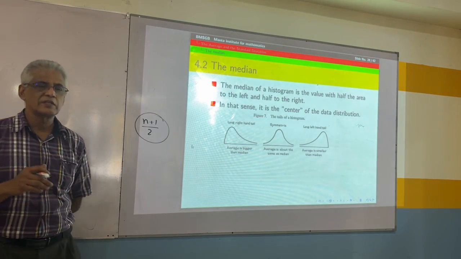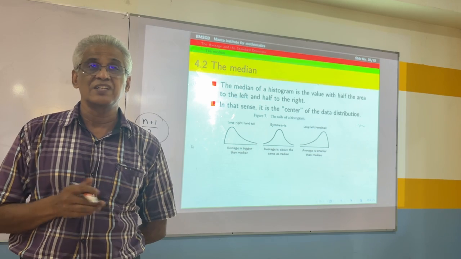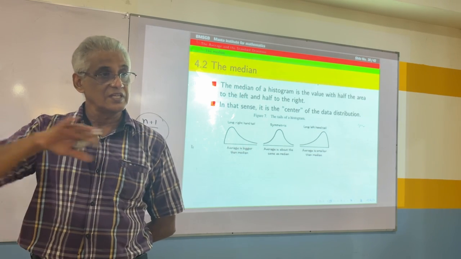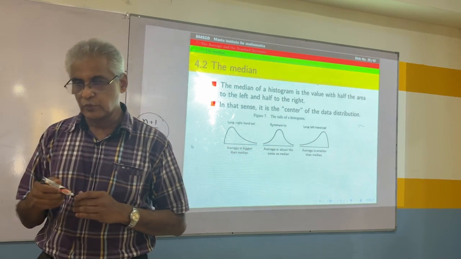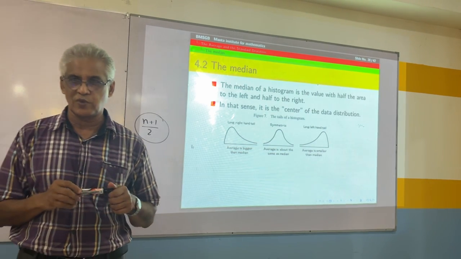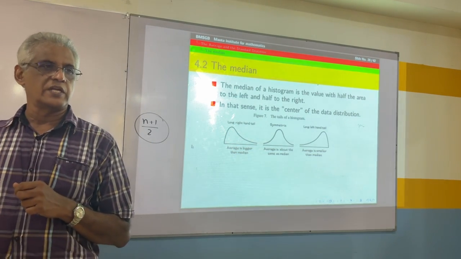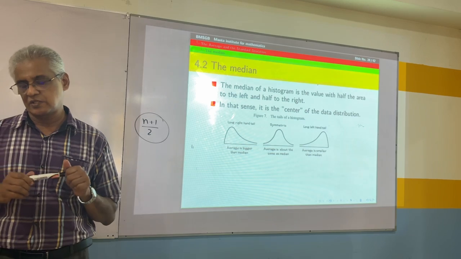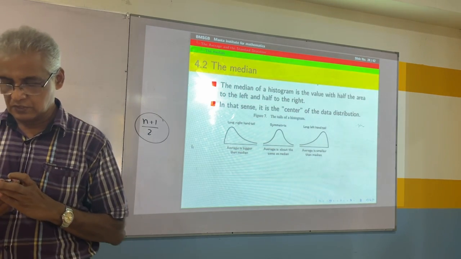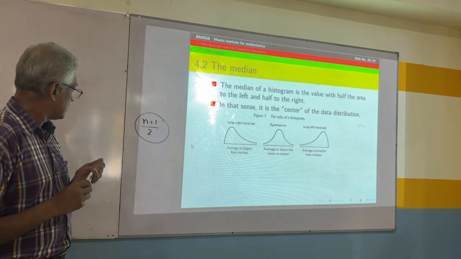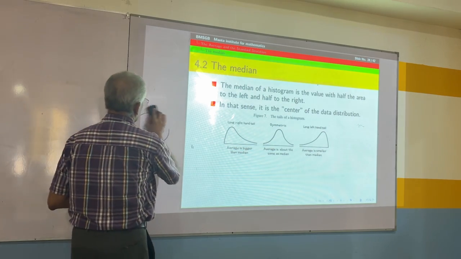If n is equal to 11, then n plus 1 is 12, divided by 2 is 6, so the median will be the 6th observation in the ordered data set. Many people usually forget to put them in order, and they just find the 6th value in the list. That is wrong. That is not the median. You have to put the data into ascending or descending order first, and then take the 6th point, if you have 11 observations.